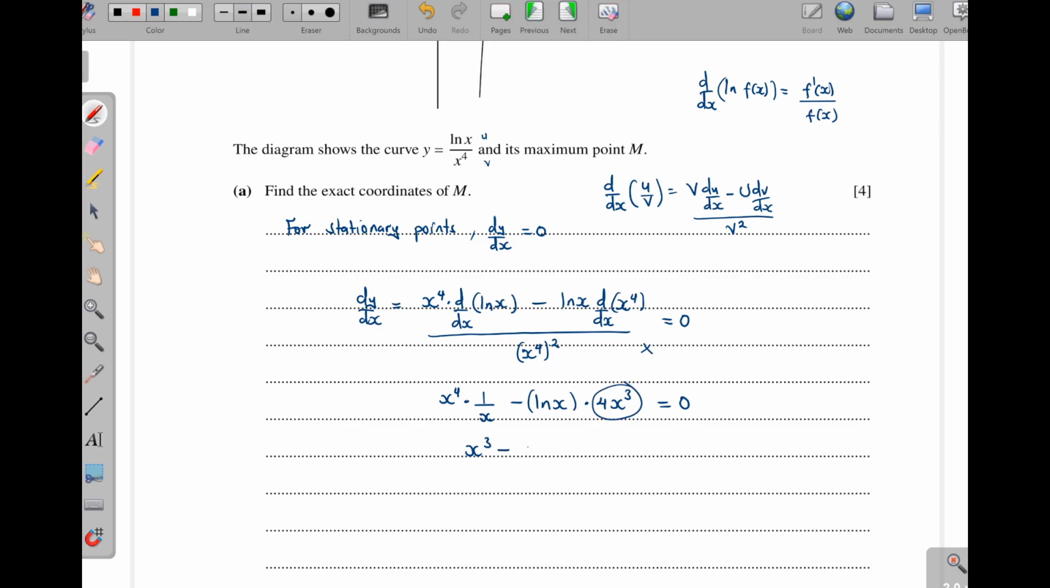I can write this one first so that we don't interfere with this. So you can have 4x to the power of 3 natural log of x, which is equal to 0. So x power 3 is common. That means I can have 1 minus 4 natural log of x, which is equal to 0. So meaning your x power 3 can be equal to 0, and then your x becomes 0. Okay?